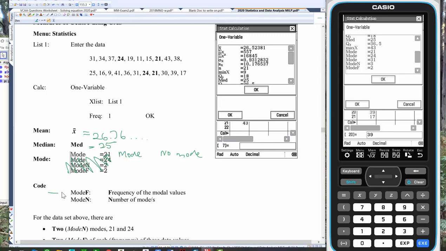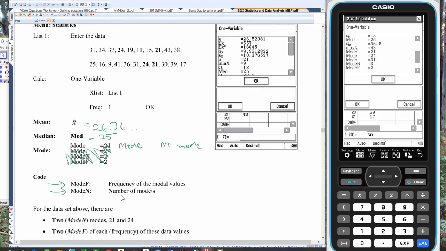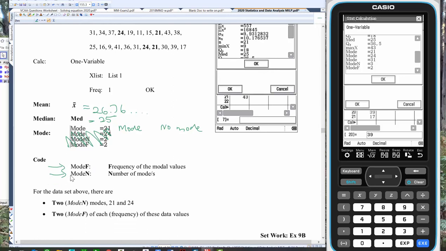So just note that those codes there, mode F and mode N, say how frequently the modes happened, or the number of modes and how frequently they occurred. So for the data set above, there are modes, and it's 21, 24, and 31. The frequency of each of these was 2 in the case of our data set.